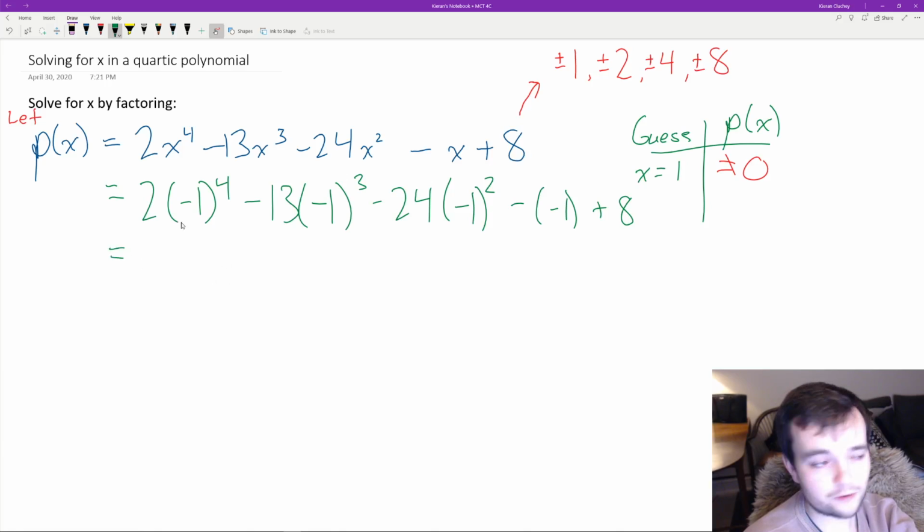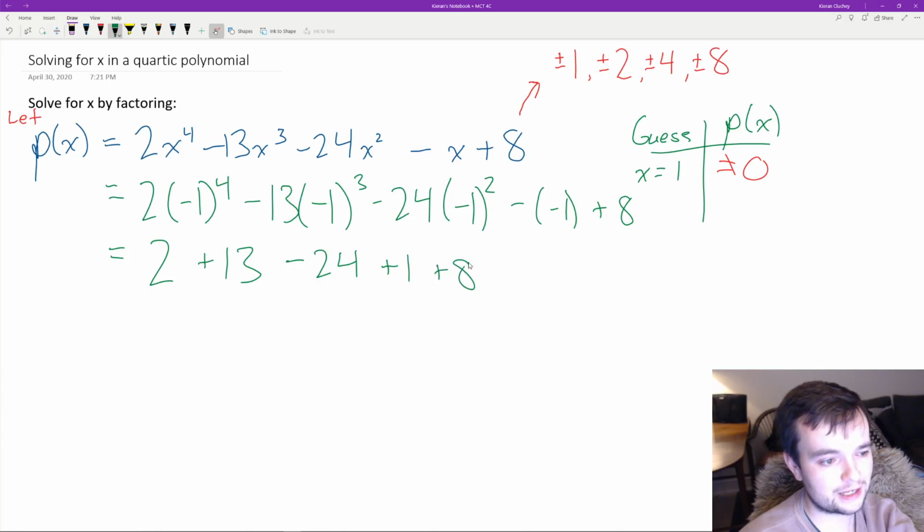Well, negative 1 to the power of 4, that is 1, so I have 2. Negative 1 to the power of 3, that is negative 1. So I have negative 1 times negative 13, that is positive 13. Negative 24 times 1, that is negative 24. Minus 1, that is the same as plus 1, plus 8, okay?